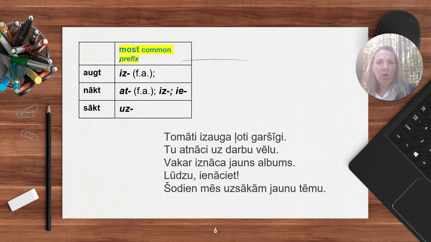Šodien mēs uzsākām jaunu tēmu. So uzsākām or sākām would mean the same. Yeah, the prefix uz- has a slight nuance. It says that we started a new topic, but just a little bit. Mēs sākām jaunu tēmu would mean that we started a new topic today and maybe the whole 90 minutes we talked about this one topic. But uzsākām would mean we just started.